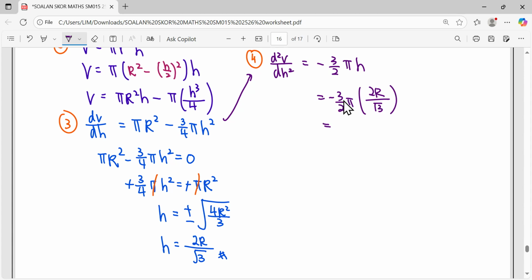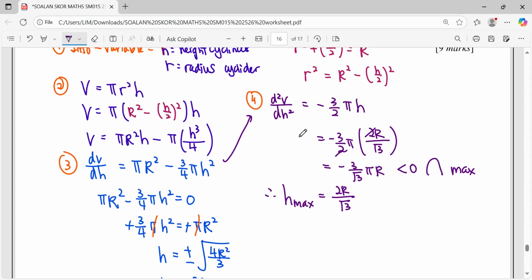So obviously you can see this is a negative value. Simplify, negative 3 over 3 pi r. So a negative value, less than 0, means concave downward. This is the maximum case. So finally we managed to identify that h maximum is 2r over 3.